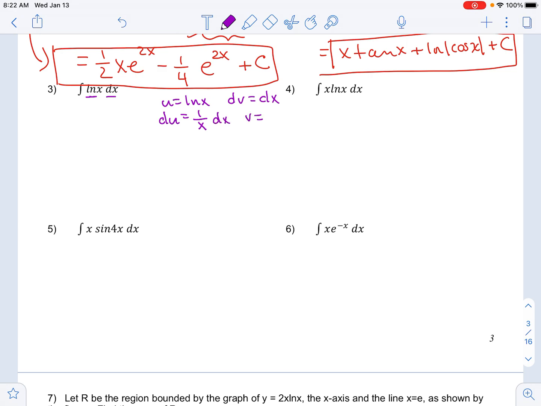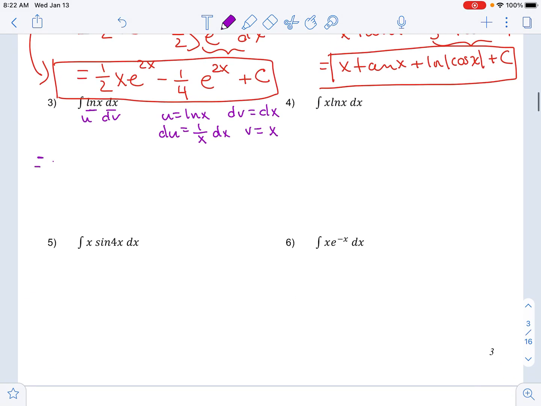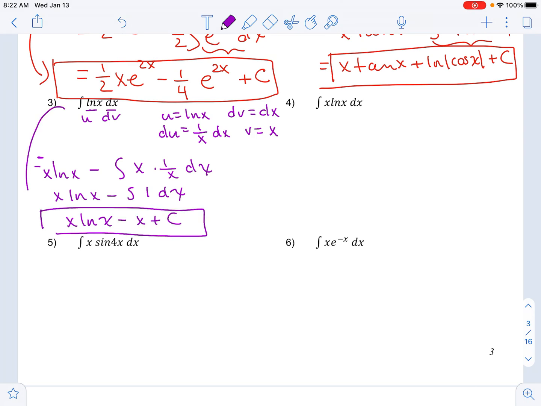The antiderivative of 1 dx is just x. So using the rule, if we have something in the form u dv, this is going to be uv, I'm going to just put the x in the front, minus the integral of v du. Now, notice this piece, I can clean this up. x times 1 over x is just 1. And then the antiderivative of 1 is just x. And then we've got our constant of integration. So this integral becomes this.